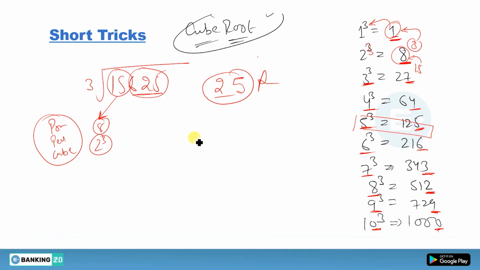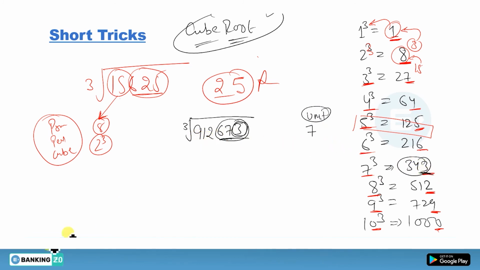Actually, see one more example. If you don't understand this, see one more example. 912673. If you want to calculate the cube root of this, how will you do this? Just remove these three digits. This is 673. Now you will get 3 at the unit place when you have 7 as the unit place, because 7 cube is 343. So you are getting 3 at unit place.